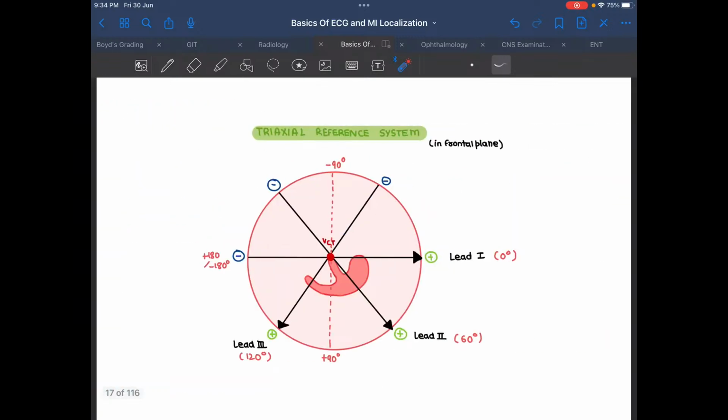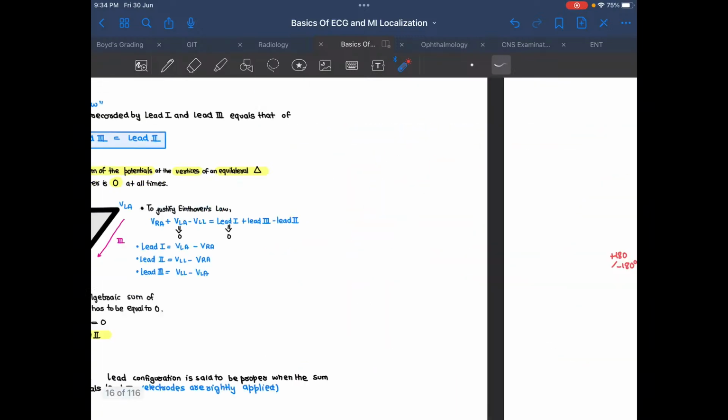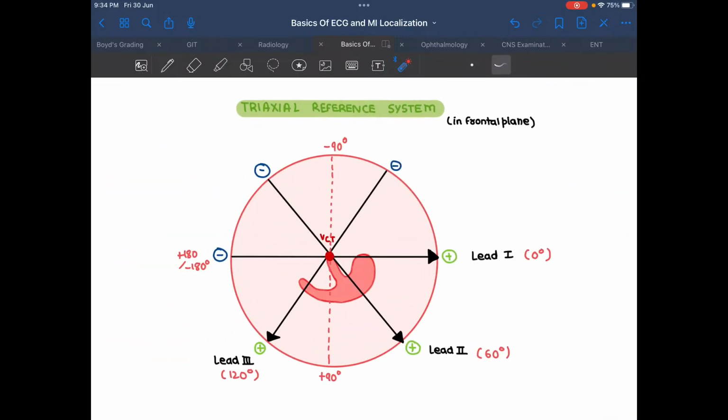Okay. So this is the triaxial reference system if I talk about the bipolar limb leads. So let's just see that. Okay? So how are they placed over here? My negative electrode is present on the right arm. The positive electrode is present on the left arm. This is going to make my lead 1. So this is lead 1. If you talk about the axis of the lead, it's at 0 degrees. That's the first lead that I'm going to talk about.